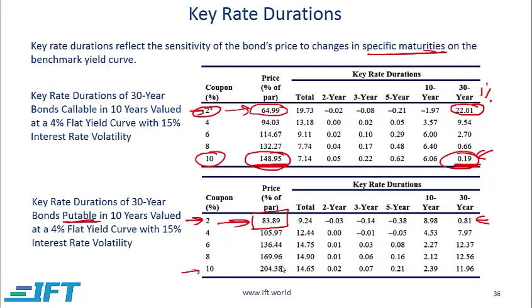On the other hand, this bond, which is trading well above par, is not likely to be put. So the put option is not going to be exercised. Therefore, this bond will behave a lot like a straight bond. So that's why the effective duration is quite high.